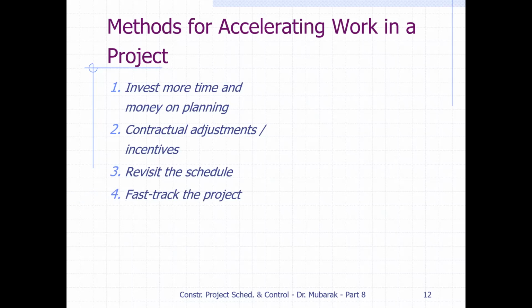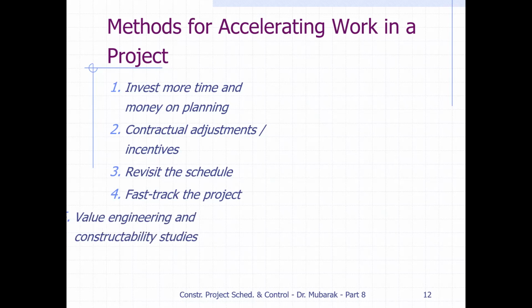Now, fast track of the project. Fast track construction is a method of accelerating the project. In fast track projects, usually you can start construction before design is complete. We can also start activities in parallel, rather than in sequence. We can bring more contractors and subcontractors into the project, and put more resources and more people, so that they can finish the project early.